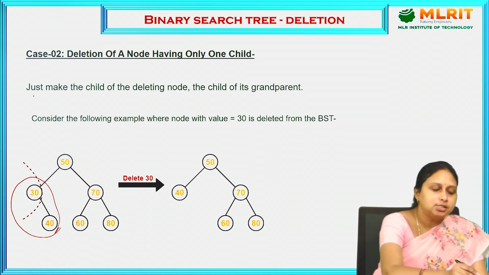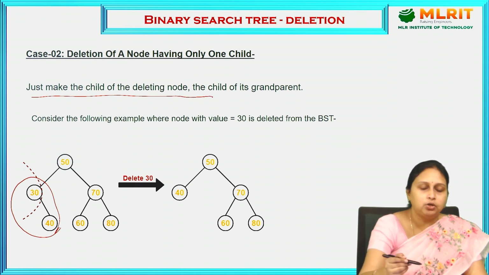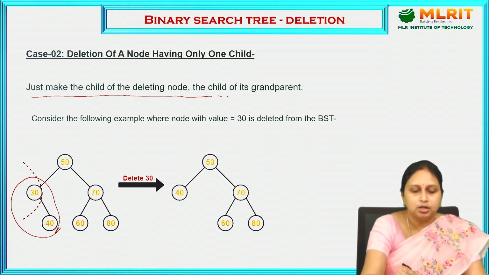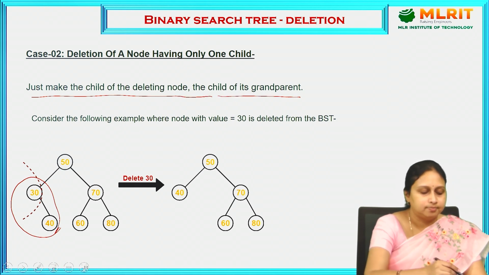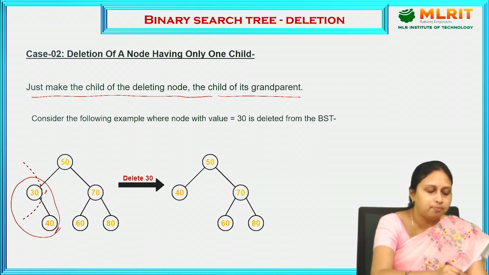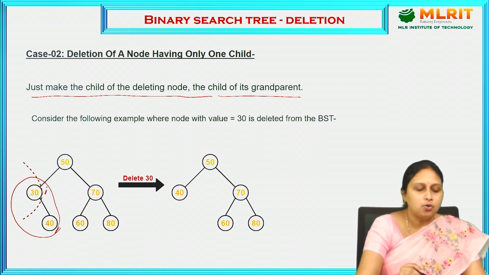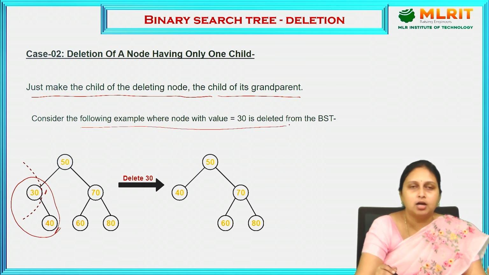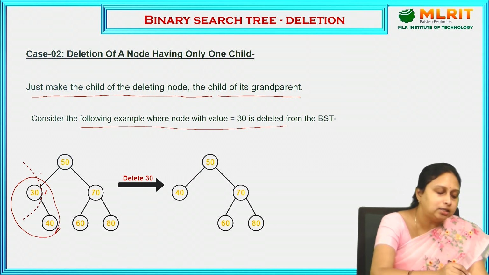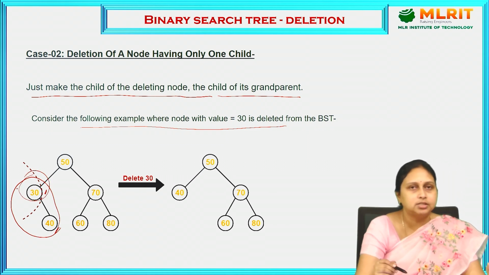Now, just make the child of the deleting node the child of its grandparent. Okay. Now, consider the following example where we are going to delete 30. I want to delete the element 30. This has to be deleted.